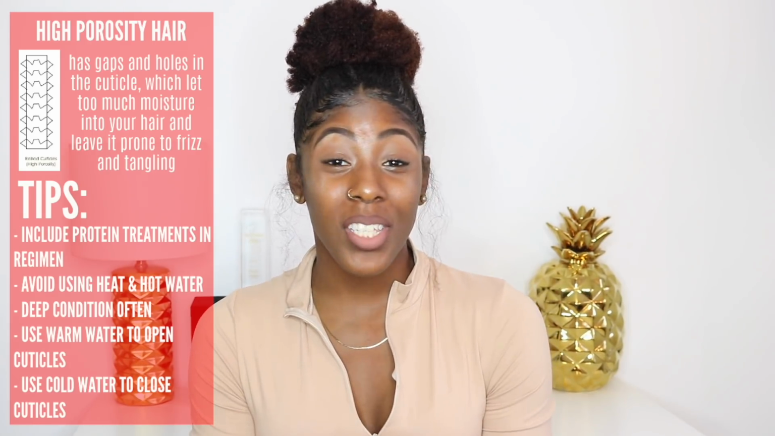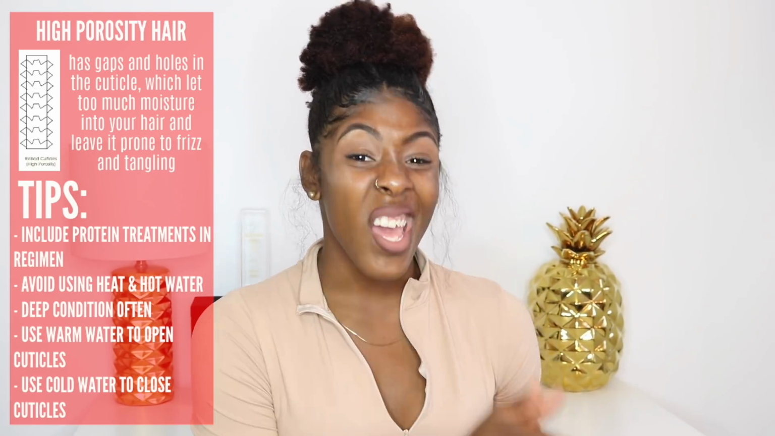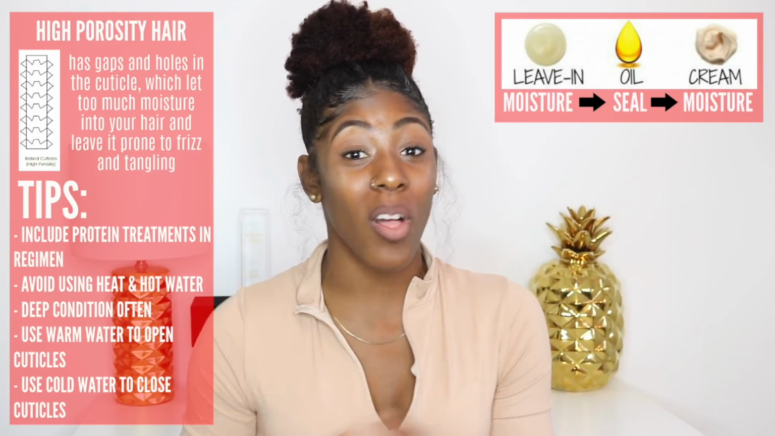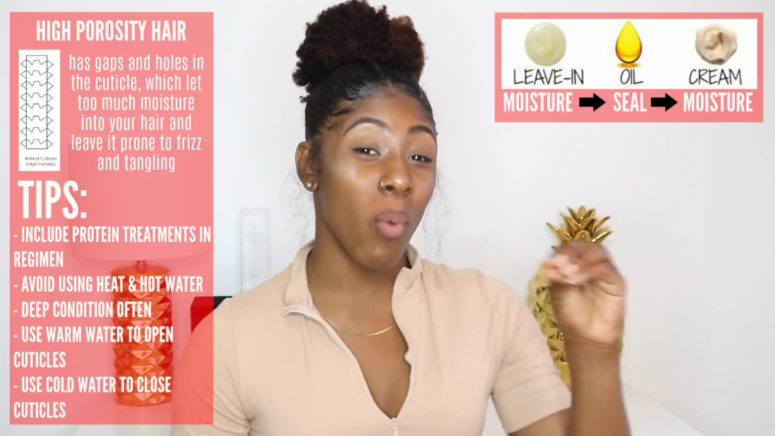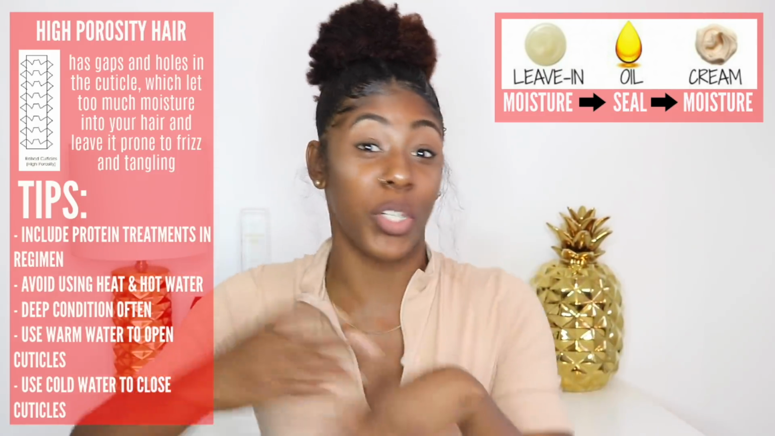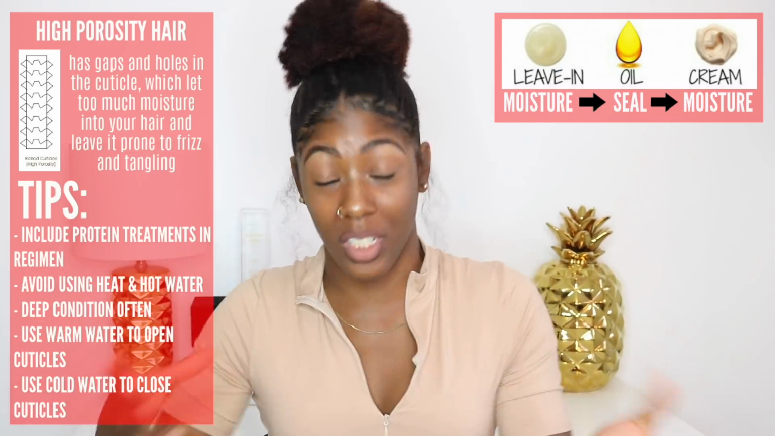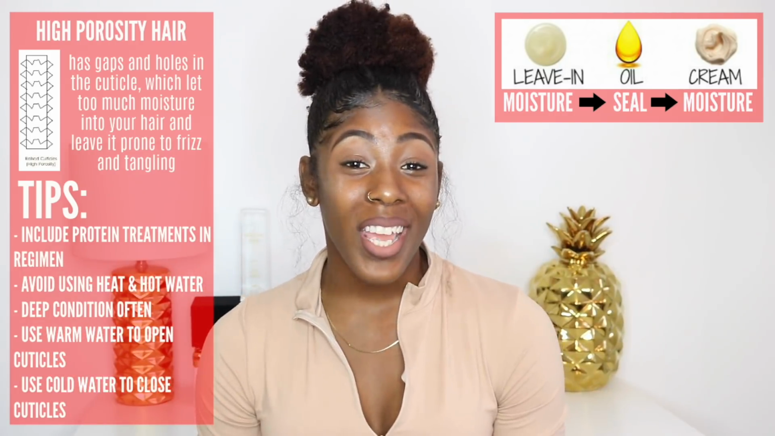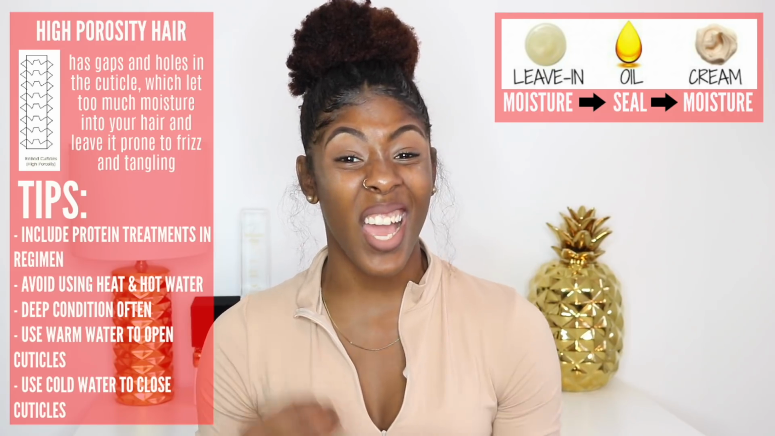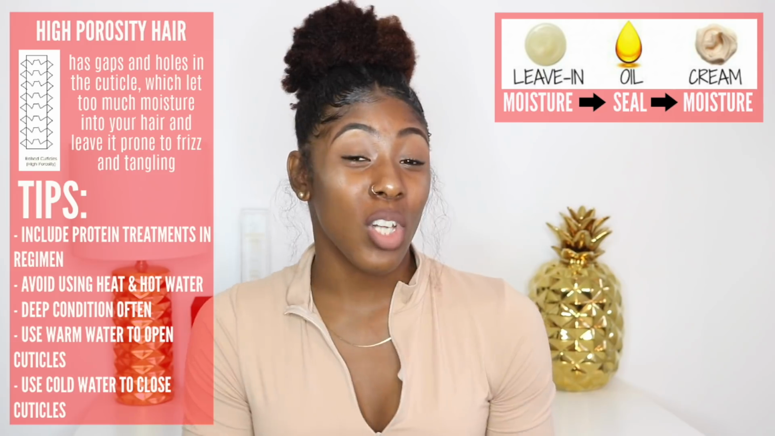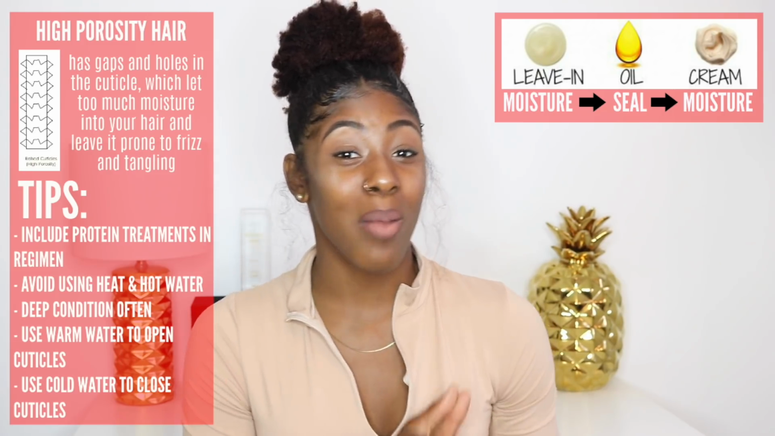So for high porosity hair people, I would recommend the LOC method, which is liquid or leave-in, an oil, and then a cream. So you're gonna have the moisture, seal, moisture. See how that works? You're locking in that first moisture and then adding another moisture on top of it just in case it slips out, or you know how that goes, okay? And because high porosity hair loses moisture easily, it's highly recommended to use leave-in conditioners because they tend to be the best in terms of keeping your high porosity hair moisturized.